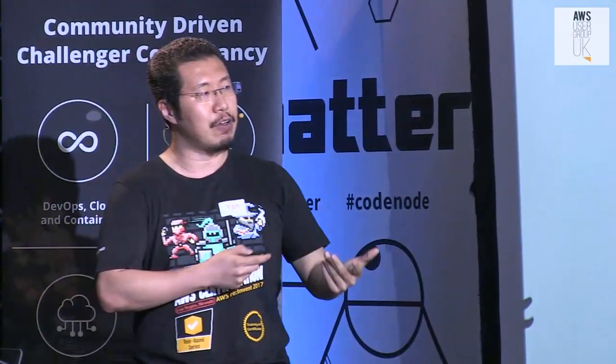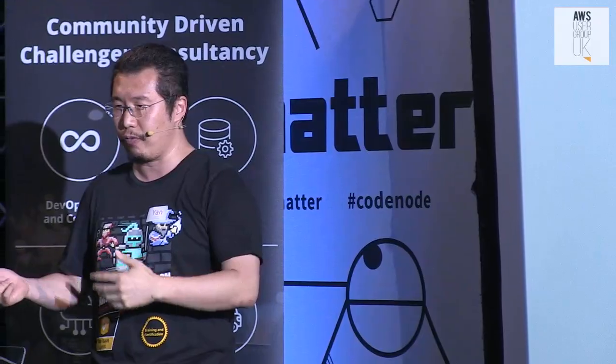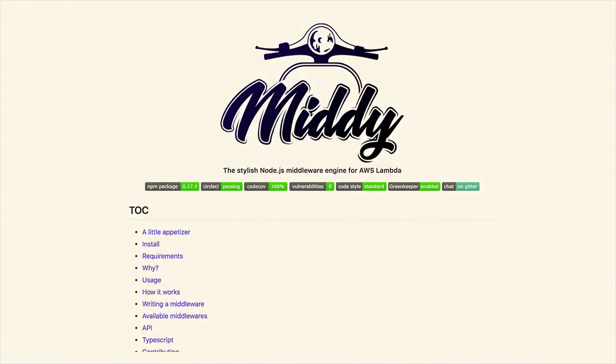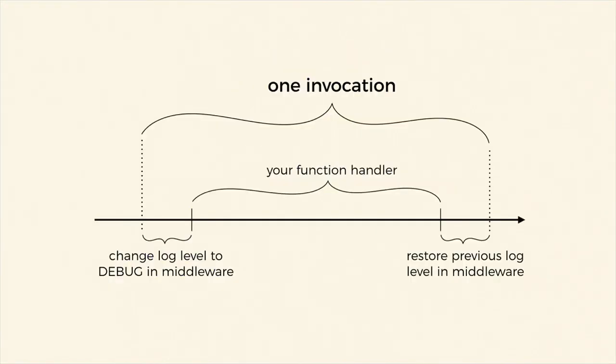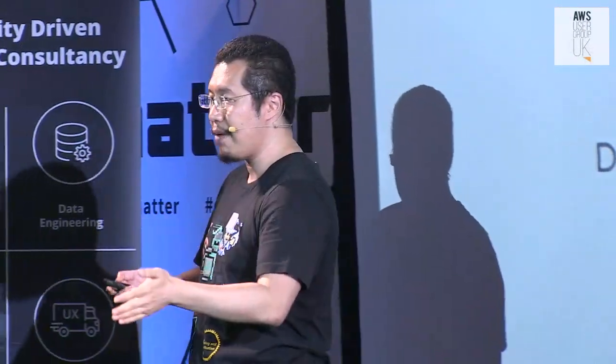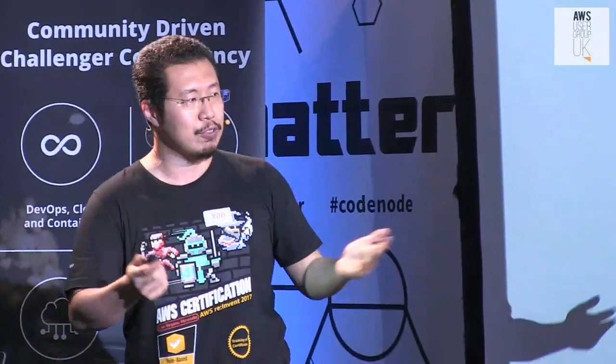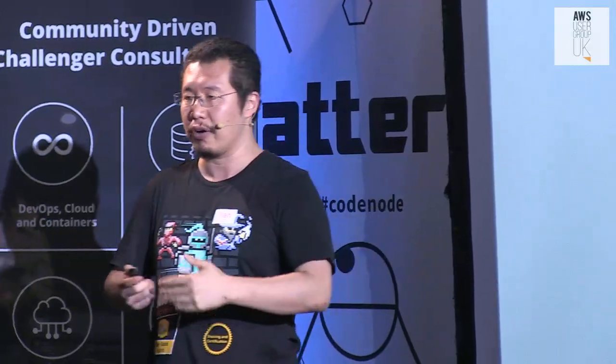So one of the ways we found to do this is using middlewares for Node.js functions. There is a middleware engine called Middy. With that, we can have a middleware that wraps our function code so that before my code actually runs, I can change the log level for my logger to debug. And then after that, I can restore the log level to what it was previously. And I do this, say, for 1% of the invocations. So 1% of the time, I'm going to have debug logs for my functions, but the rest of the time, I will just be logging at, say, error.